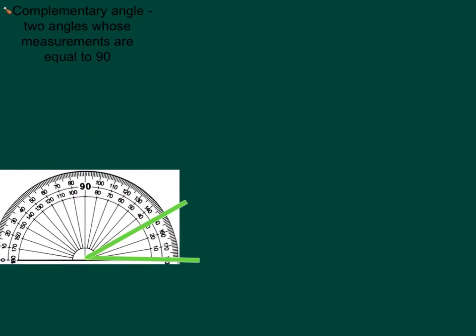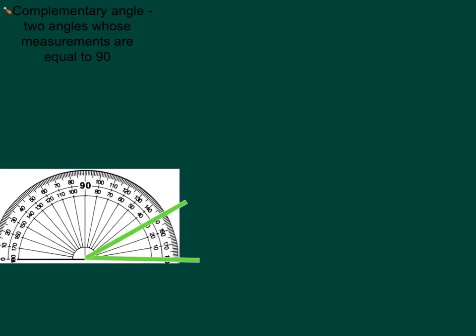Get that intersection on the vertex. Make sure it's at 0. And it looks like I have a measurement here, and that's an acute angle. So my measurement from here to here, it looks like it's going to be 0, 10, 20, and 30 degrees. It's not going to be 150 degrees, okay? It's going to be 30 degrees. All right.